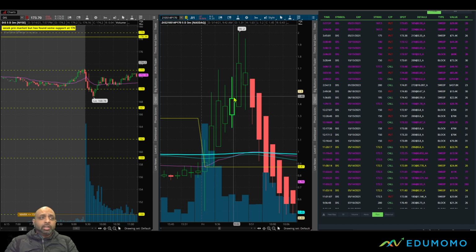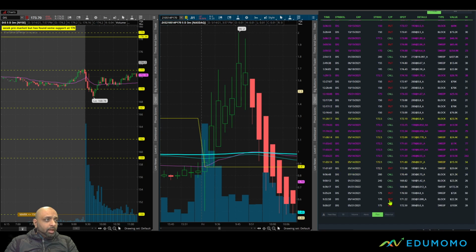Let's take a look at the option flow. That's when I looked over here, and let's scroll down. You can start seeing here that they started buying these 172.50s right around 11 o'clock. If you look at where the chart is around 11 o'clock, this is the first trade is done, and I was hawking for more downside.